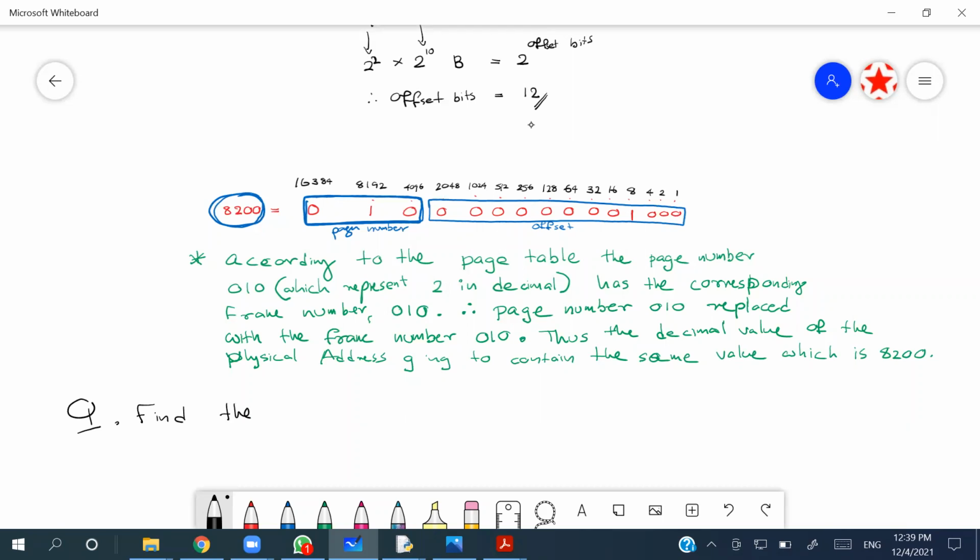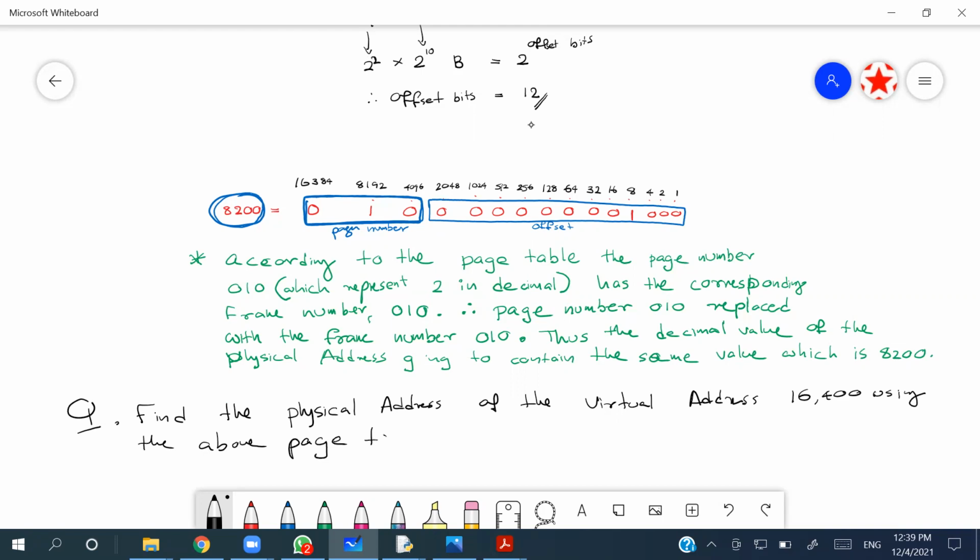Find the physical address of the virtual address 16,400 using the same page table. Okay, try it out, people.